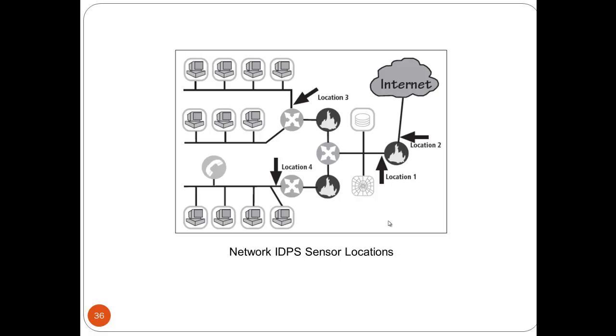And then a graphical representation of those four key locations: just inside the organization's firewall, outside the organization's firewall, major backbones, and then sensitive networks.